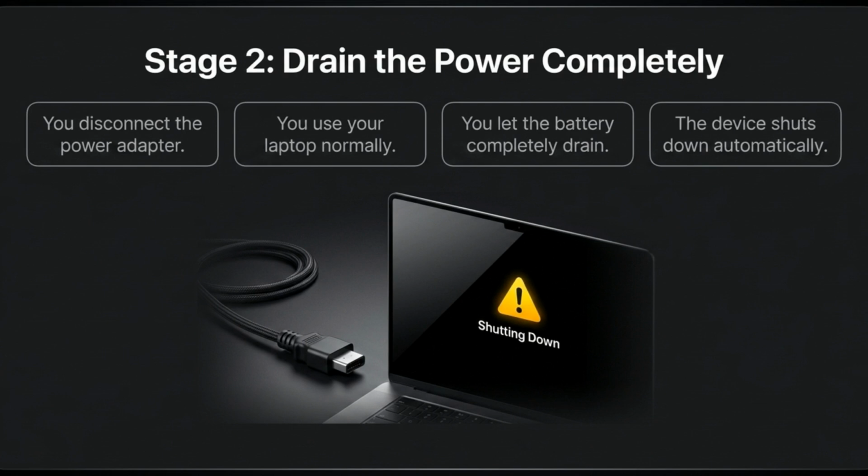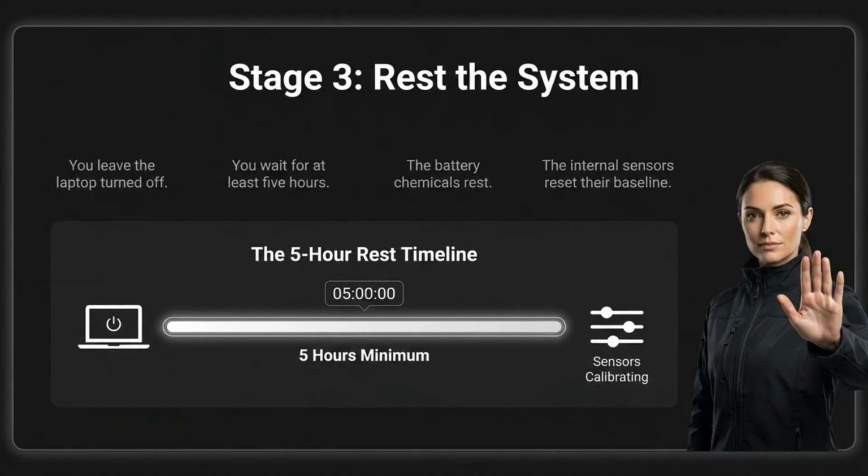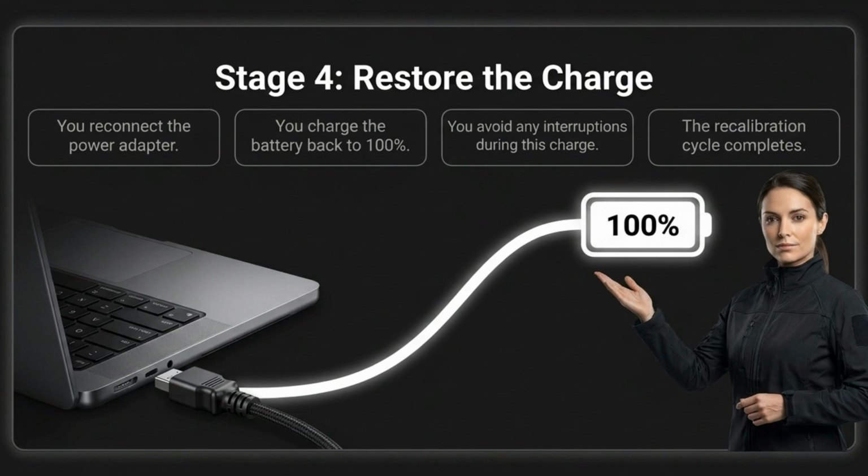Stage 2. Drain the power completely. Disconnect the adapter and use your laptop normally until it shuts down automatically. Stage 3. Rest the system. Keep the laptop turned off for at least 5 hours. This allows the battery chemicals to rest and the sensors to reset. Stage 4. Restore the charge. Reconnect the power adapter and charge back to 100% without interruptions to complete the cycle.